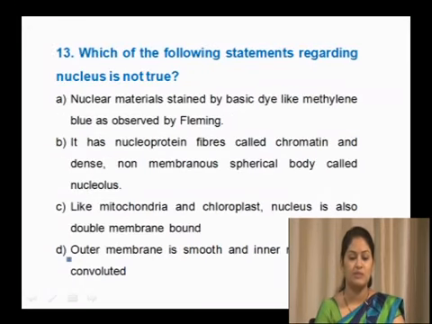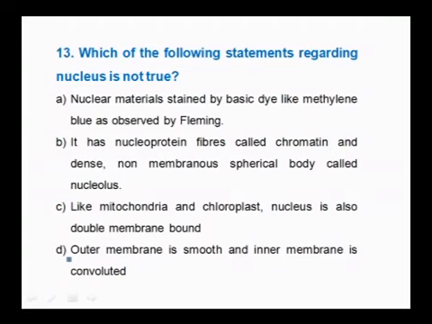Which of the following statements regarding nucleus is not true? A, nuclear material is stained by basic dye like methylene blue as observed by Fleming. B, it has nucleoprotein fibers called chromatin and a dense non-membranous spherical body called nucleolus. C, like mitochondria and chloroplast, nucleus is also double membrane bound. Option D, outer nuclear membrane is smooth and inner membrane is convoluted. So out of the 4 statements, we have to identify the statement which is not the right one.